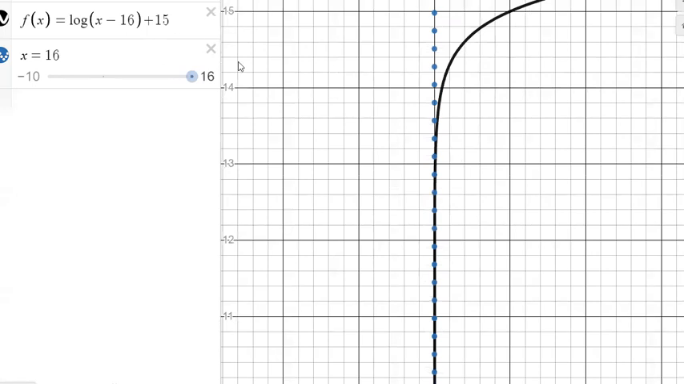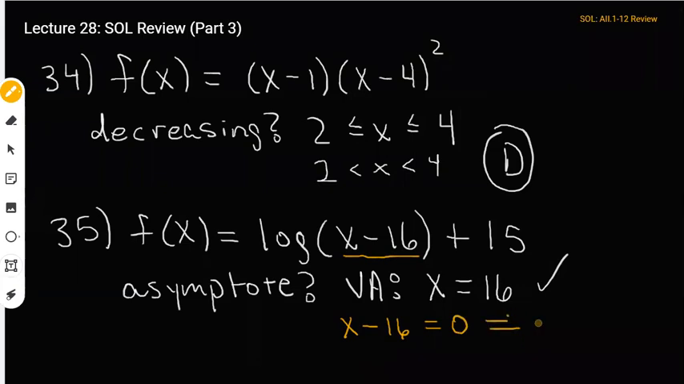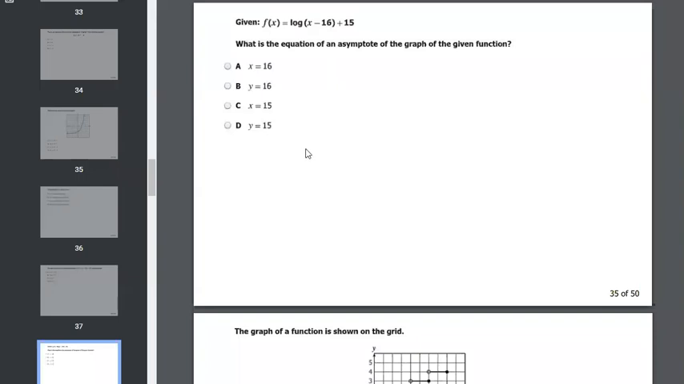equals 16. Now, another way you can figure this out is you can take the entire expression inside the parentheses right here and set it equal to 0. So you could do x minus 16 is equal to 0. You can solve this by adding 16 to both sides, and it equals 16. The same thing that we got from the graph. So that's going to be A.